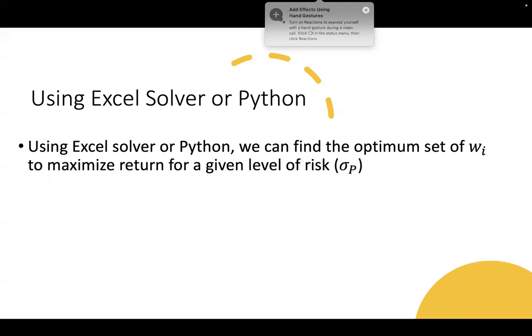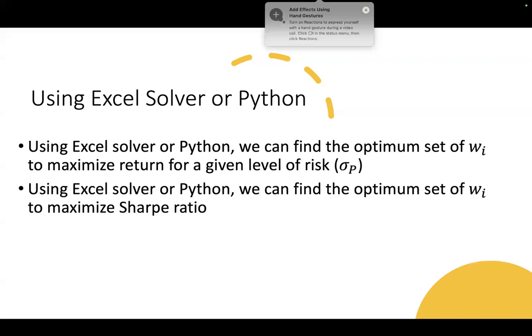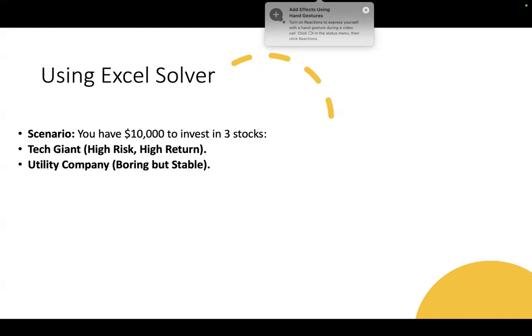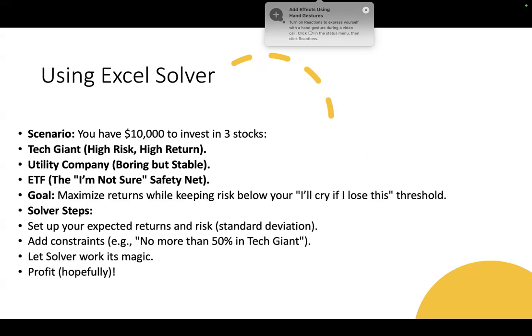You want to find the optimum set of Wi. So let's say you have three stocks, WA, WB, WC, to maximize return for a given level of risk. But that's the whole thing. No matter if you use Excel Solver or Python, you can find the optimum set of Wi to also maximize Sharpe ratio.